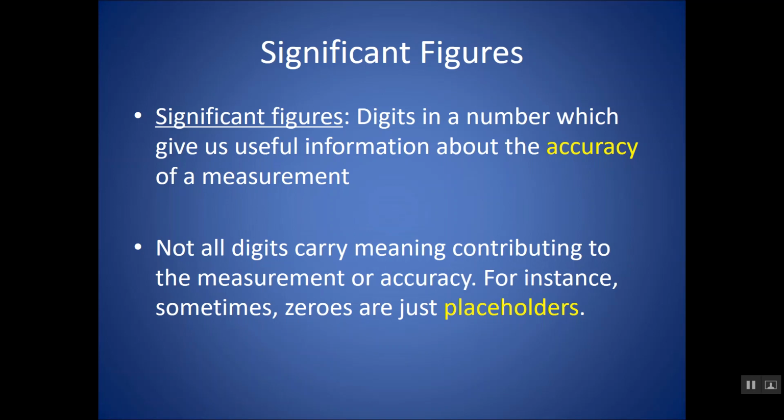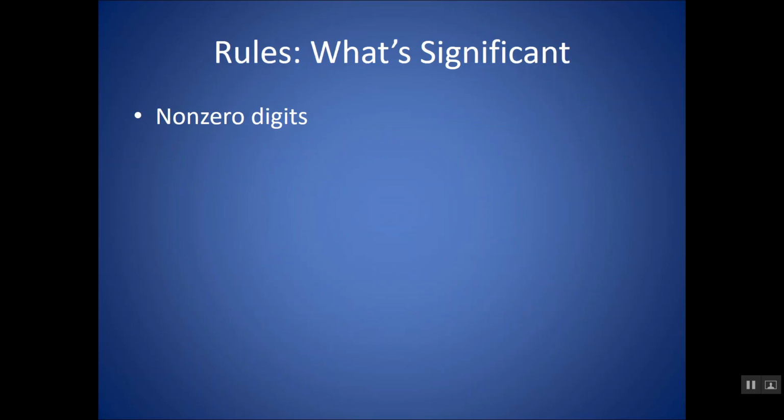Let's take a look at significant figures, how to figure out the number of significant figures in a measurement, and also how to perform calculations and rounding to the correct number of significant figures. Whenever you look at a number, some digits give us useful information about how accurate that measurement is, and other digits are really just placeholders. For instance, some zeros might be there to move a number into the hundredths place or the tenths place. So there are certain rules about what's significant.